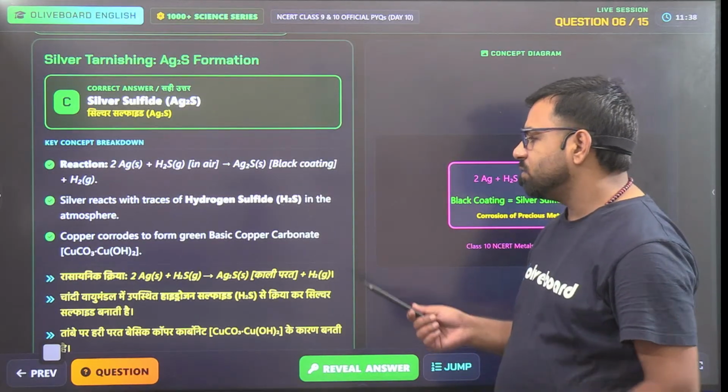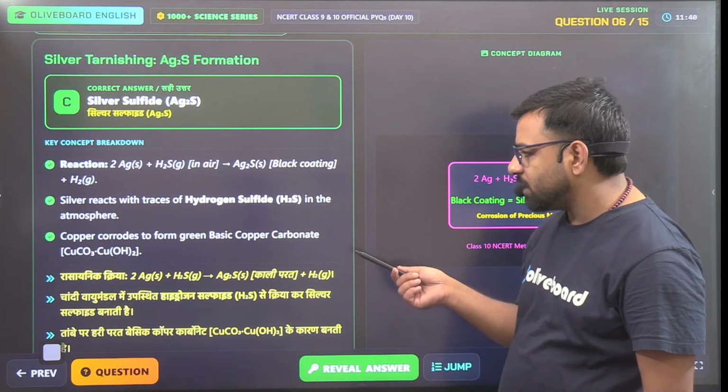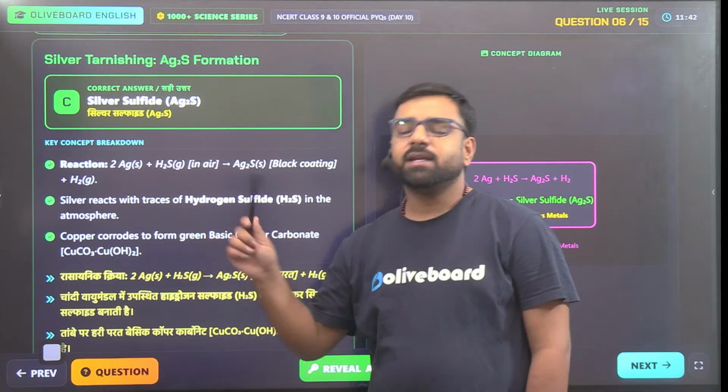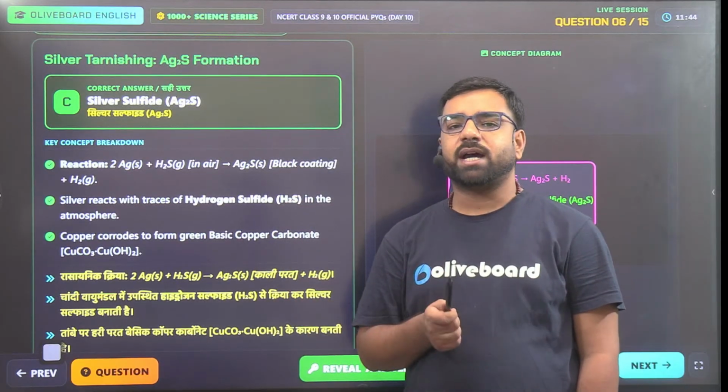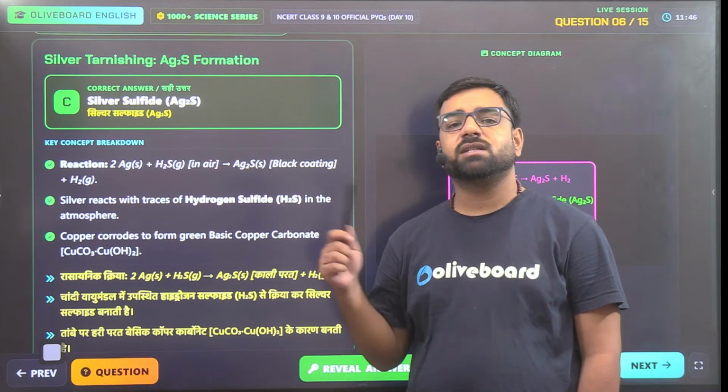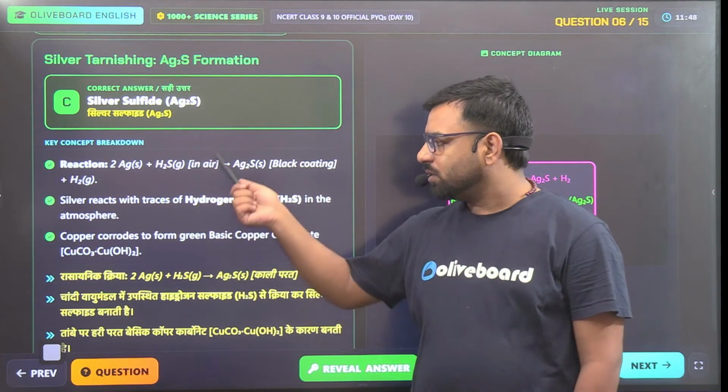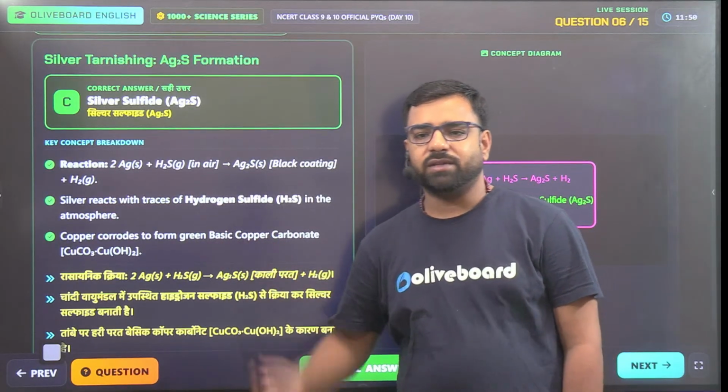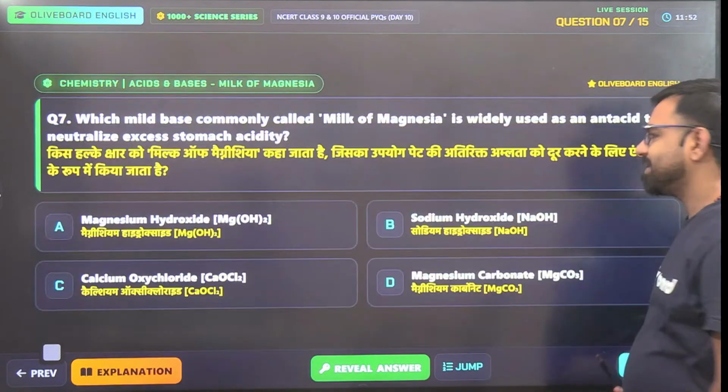Copper corrodes to form green basic copper carbonate. You need to remember this formula. And the third one is about iron. So iron corrodes when it forms rust, right? So all these questions are important ones. Next, what is the next question?